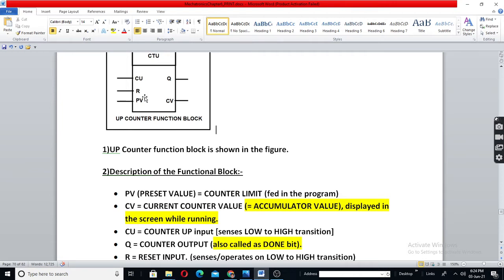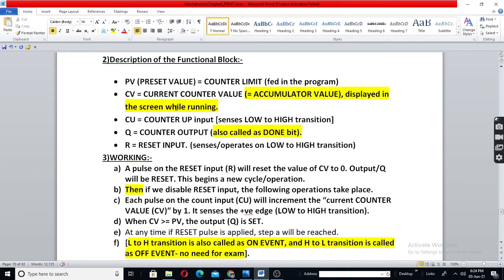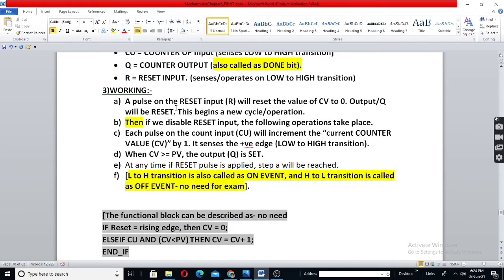Or if we give a reset pulse in between, the cycle will again become 0. Q will not at all become 1, it will remain 0, and CV will get reset. Okay, so everything is written here.